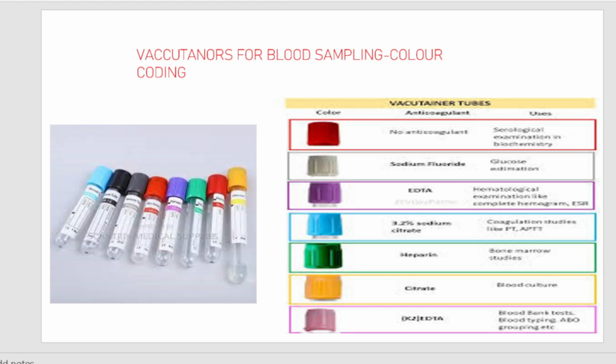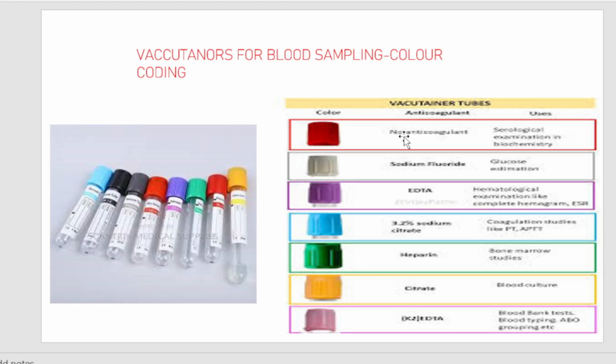Next one, Vacutainers. We already know about the order of draw of blood. There are many types of Vacutainers, which are blood collection containers. They already contain additives, and based on the additives we use them for different types of tests. For example, with the red color, no anticoagulant is present, and it is mainly used for serological examinations or biochemistry analysis.